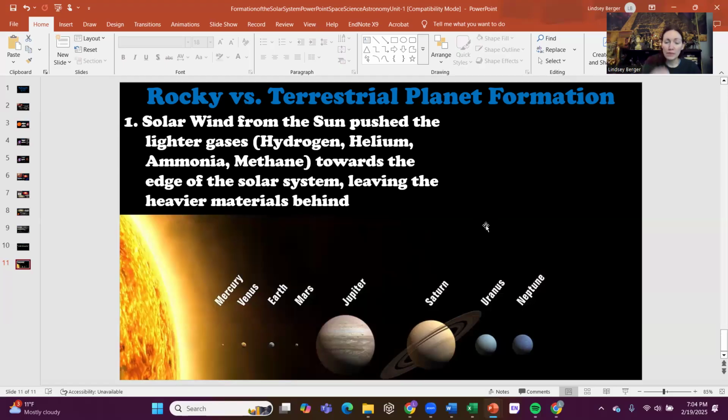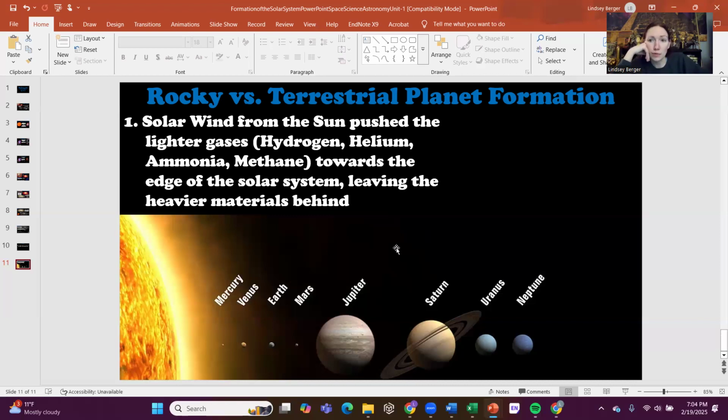And it left the heavier elements here closer to the middle. So that's why the heavier elements like silicon and iron and all those are close to the sun, because they couldn't be pushed away by the solar winds. So that's why our planets close to the sun, the inner planets, are all rocky bodies: they're the heavier elements. Whereas these lighter ones were pushed out there because they're just lighter weight.